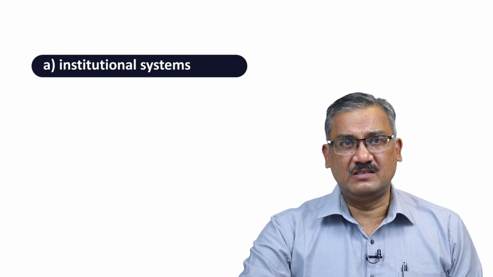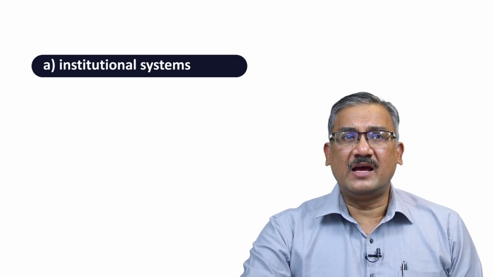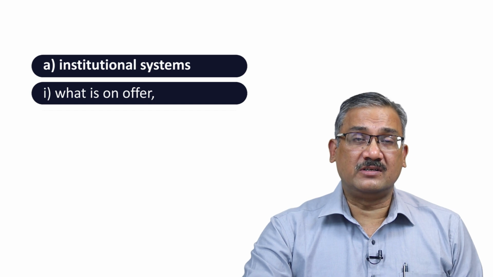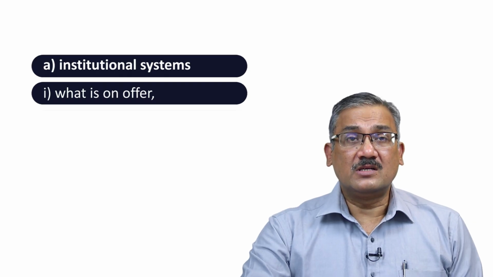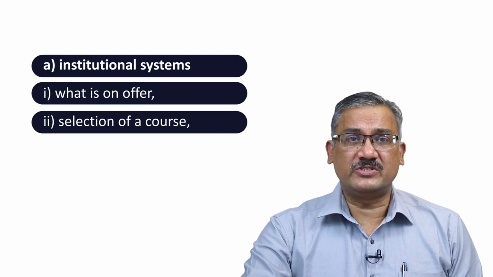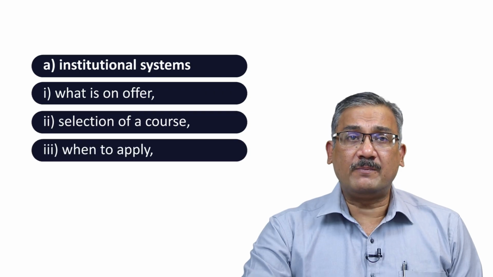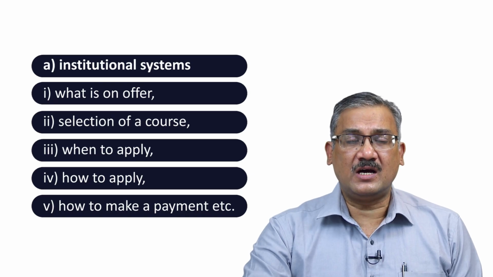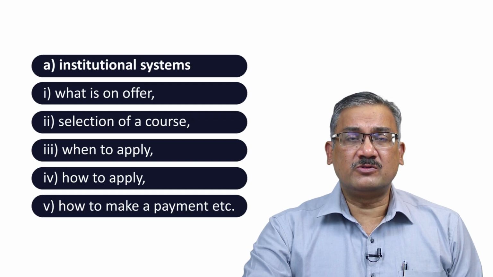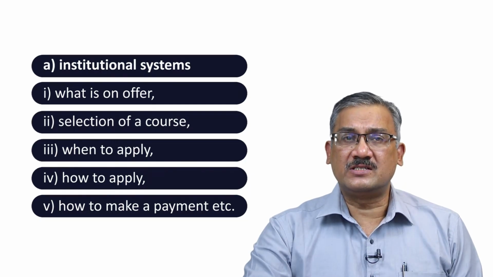So generally, the learners need support for various purposes. It may be academic purposes or it may be administrative purposes. So far as the institution system is concerned, they may need information like what is on offer, what programs are offered, what program will be appropriate for a particular learner, particular student. Selection of courses. They may need information relating to the various types of courses which will be appropriate for him or her. When to apply, how to make a payment. So all this information is to be disseminated to the learners who are willing to join the open and distance learning system.